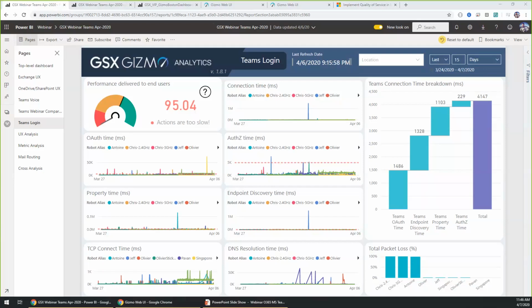So the idea is always to perform a baseline first, understand what it means for your users to have a good user experience, and based on that and the expectations, you can set thresholds accordingly.